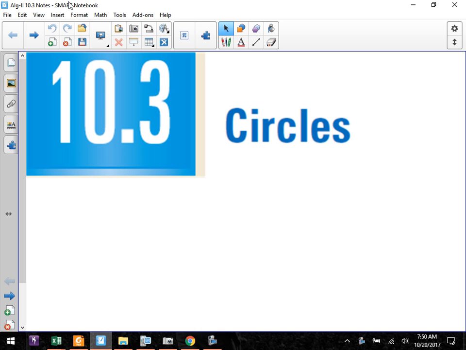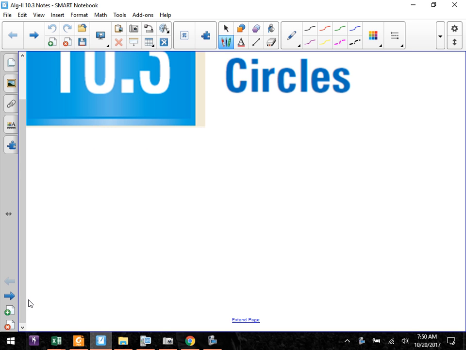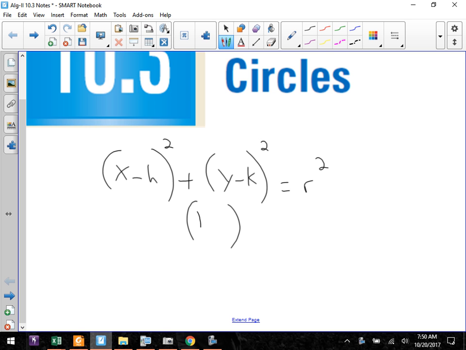You guys have all done this. What you guys did last year in geometry, and I think it was section 10.7, you wrote the equation of a circle. It was (x minus h) squared plus (y minus k) squared, where h and k was the center. You guys did that last year. Okay.